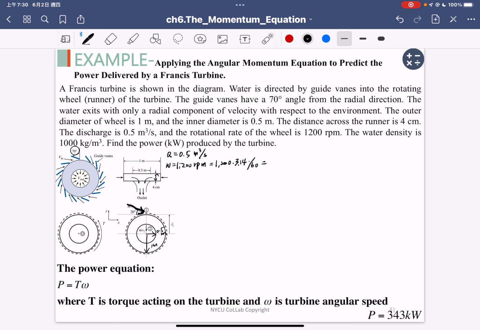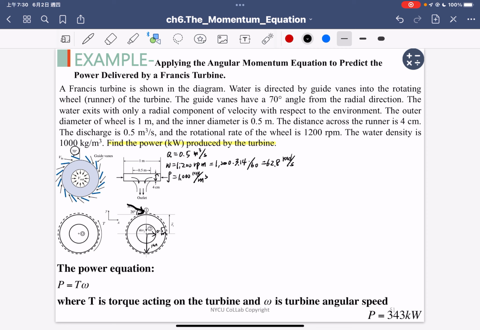So the answer is around 62.8 radians per second. Okay, and then the water density is 1000 kilogram per meter cubic. But the question requires us to find the power produced by the turbine. So how can we compute the power?